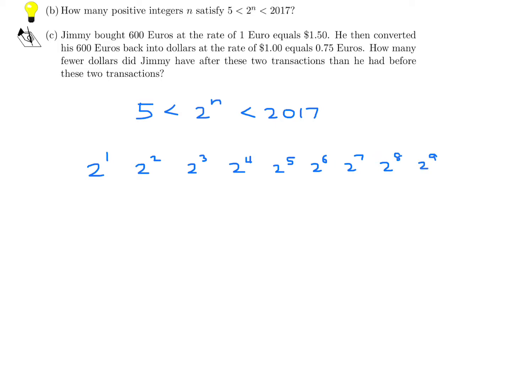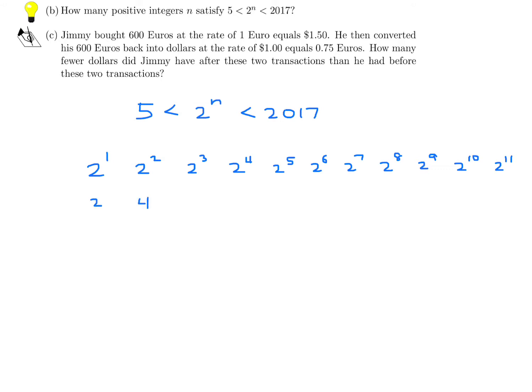How many positive integers n satisfy 5 is less than 2 to the power of n is less than 2 to the power of 17? So basically this 2 to the power of n has to be in between those two numbers. So what are the powers of 2? 2 to the power of 1, 2 to the power of 2, and so on, right? So what we basically have to do is figure out how many of these fit into that range. And I think I'll go up to 2 to the power of 11.